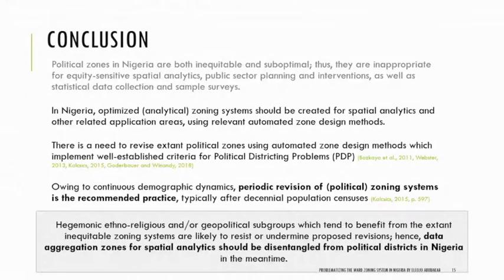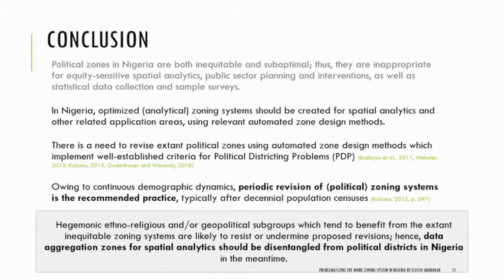And the last point I think I tried to make is that data aggregation zones should, like I've said before, be disentangled from political districts in Nigeria, because while we need to review existing zones, that may be difficult, because the same hegemonic groups hold, they are still powerful, and they occupy very powerful positions in political space, and so they're likely to resist attempts at this revision, and this kind of revision is going to be played with all sorts of political tension. So that's likely going to take some time and a lot of effort.